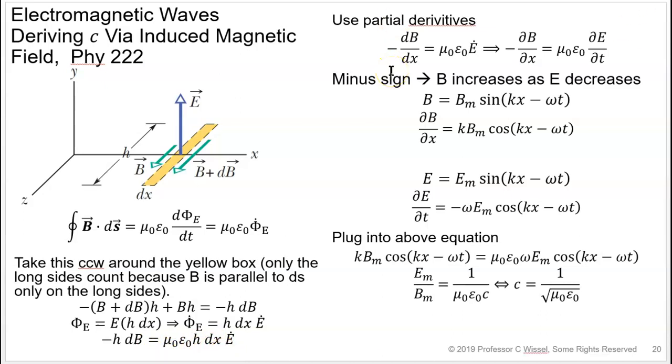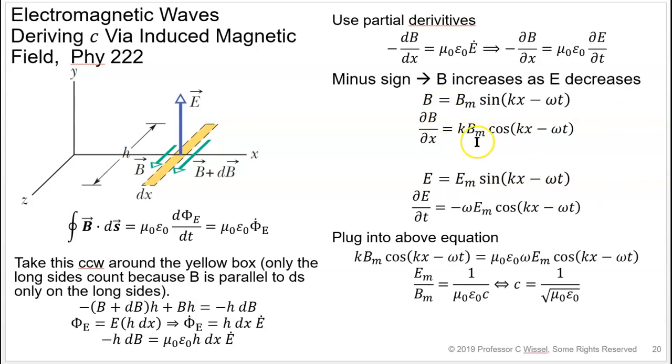We then want to convert this to partial derivatives. So instead of minus dB/dx equals mu naught epsilon naught E dot, we can say minus the partial of B with respect to x equals mu naught epsilon naught times the partial of E with respect to time. The minus sign just means that B increases as E decreases. Okay, so B equals B max times the sine of kx minus omega t. That's the formula we had before for the wave. We take the partial of that with respect to x.